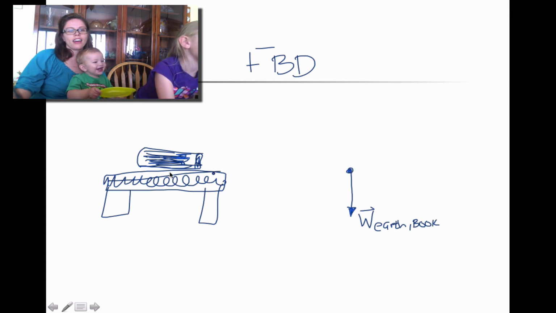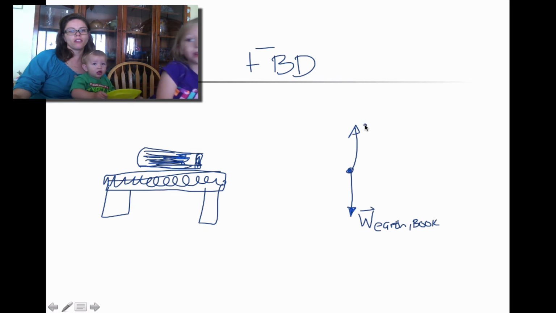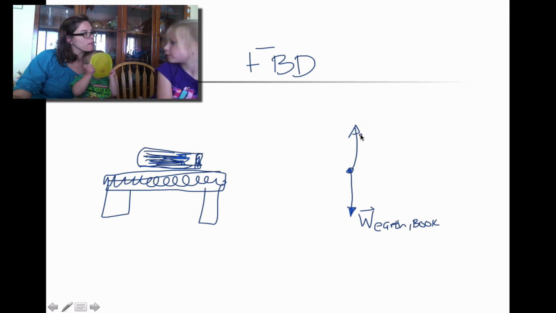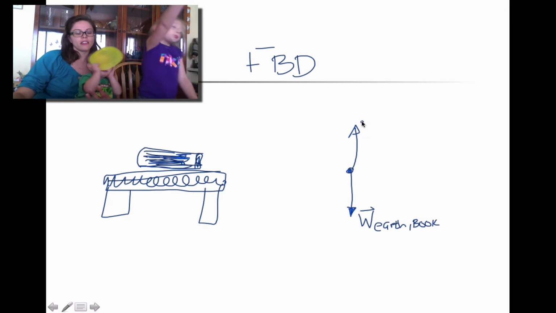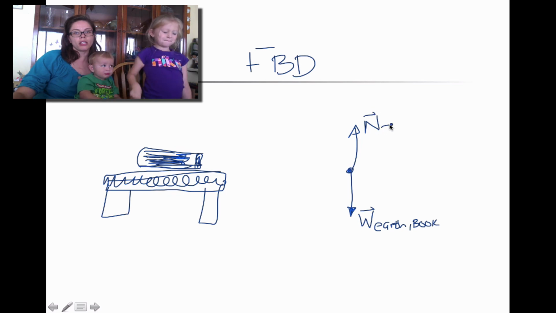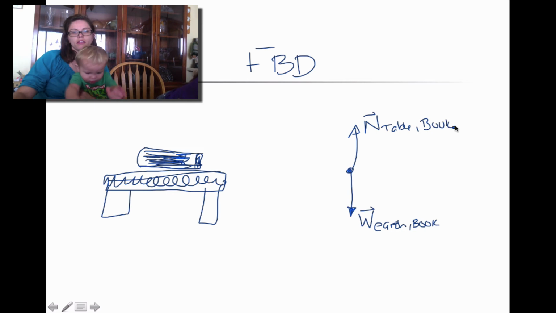If it was just the gravity pulling on the book, it would be falling. But something is holding the book steady, and it's the table. Oh, good job. So the table is pushing, and it's not friction, so it's normal. It's pushing the book up, by the table on the book.